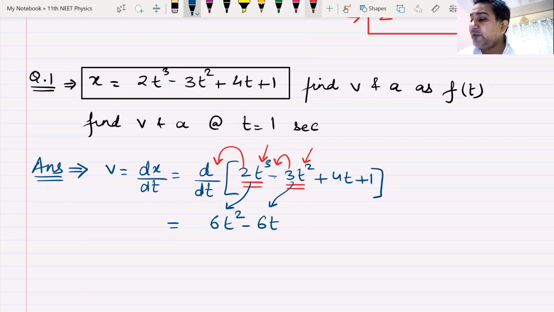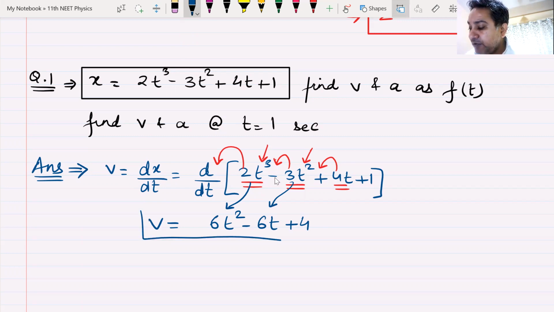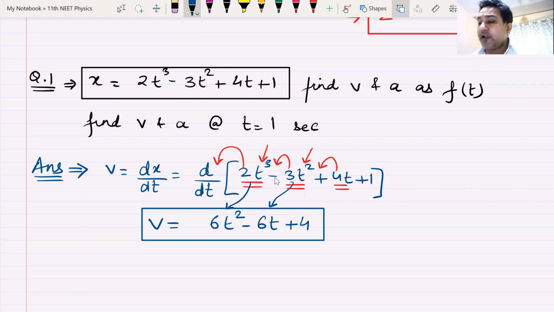How do I get the derivative of 4t? 4 jumps out. The only thing that remains is t. Derivative of t is 1. 4 multiplied by 1 will be equal to 4. How do I get the derivative of 1? 1 is a constant term. Derivative is 0. So my final answer for velocity is, V is 6t square minus 6t plus 4.